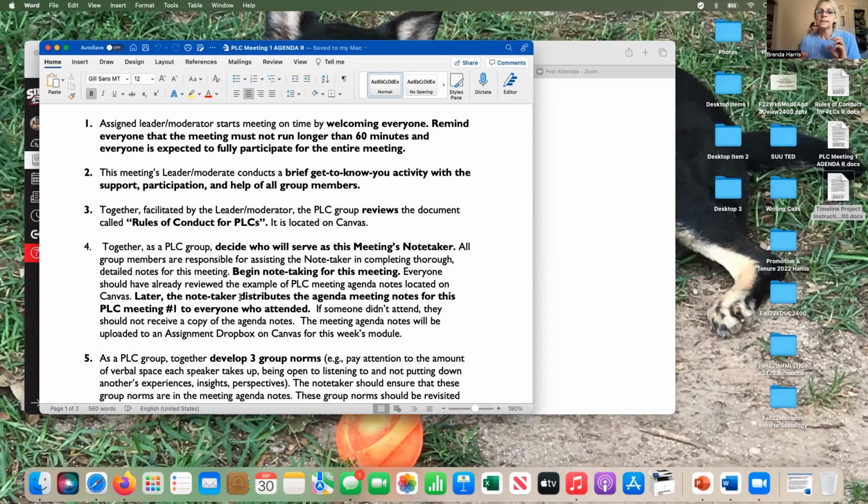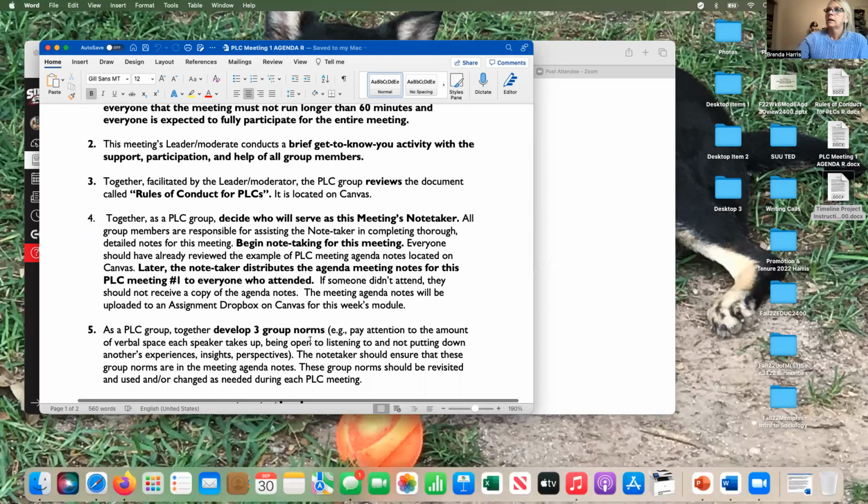and has the time and enough sample of what everybody said during the meeting, then the note taker is going to distribute them. You have each other's email. You can use the Canvas email, and the note taker will send it out to everybody in the group. So you each will have a copy of the notes that the note taker finalized. Okay. And then each of you will upload them to the PLC meeting number 1 Dropbox on Canvas. Okay, if somebody was not at the meeting, left early, came late, they don't get a copy.